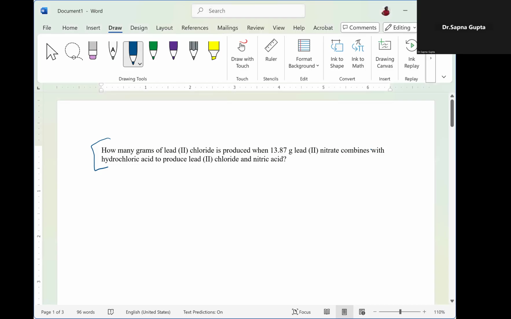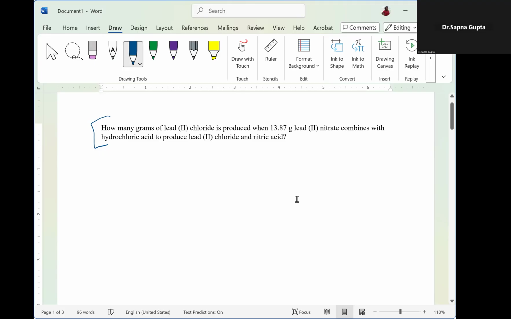How many grams of lead-2 chloride is produced when 13.87 grams of lead-2 nitrate combines with hydrochloric acid to produce lead-2 chloride and nitric acid? So I gave you this equation primarily because I want us to be able to do nomenclature as well, and I want us to be able to write equations. So let's see over here, how many grams of lead-2 chloride is produced, which means lead-2 chloride.